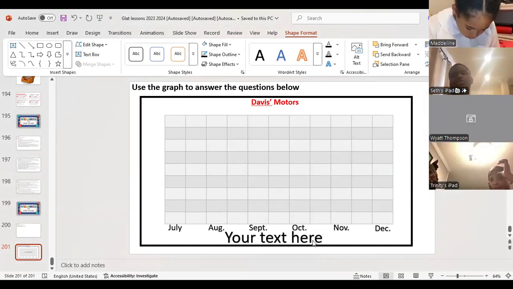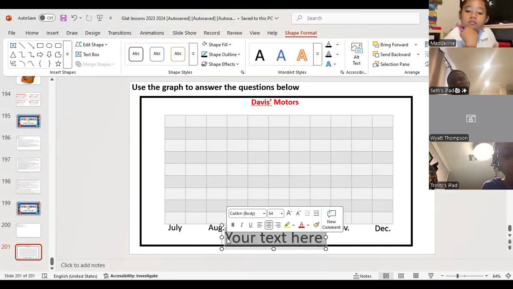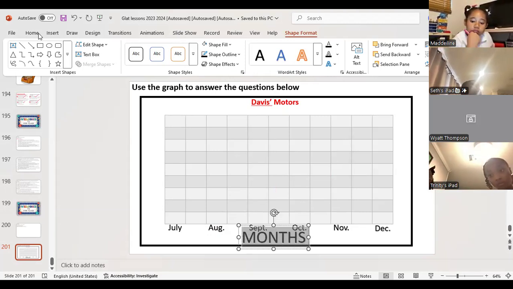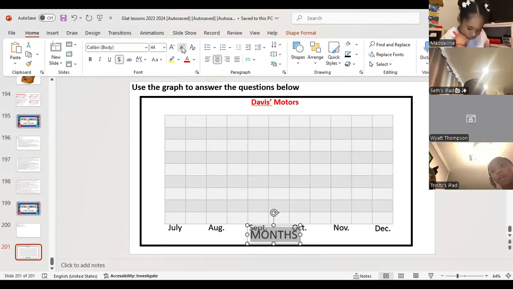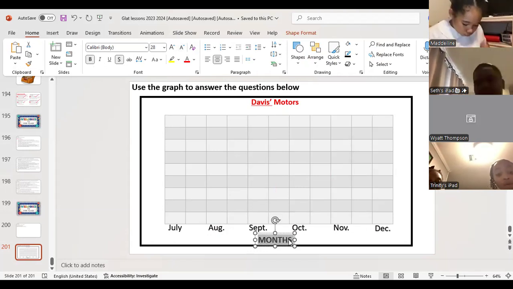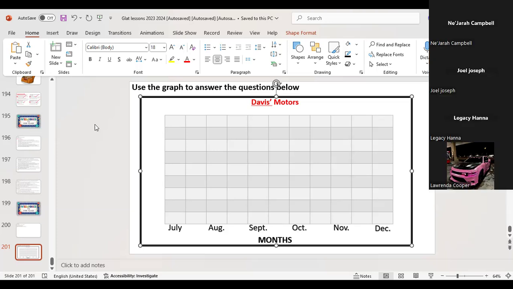Yes, sir. I was asking, how does your graph look so far? Looks good. Mine is perfect. Excellent. I have to make a new one. You have to make a new one? I also had to start over because I ripped my page. Okay. Wyatt, how does yours look?